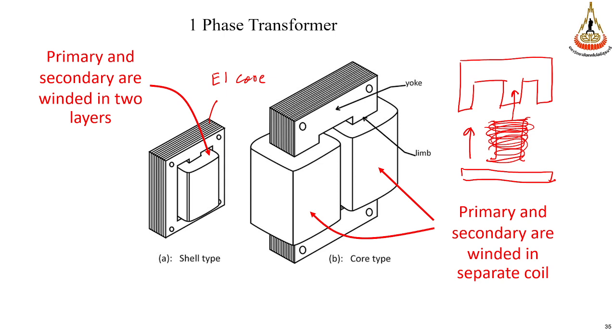And why they use the core as thin plate, very thin plate here, very thin plate here, and we put the thin plate, many plate. So, because we try to reduce the loss in the core, right? The loss in the core will reduce with this thin plate.